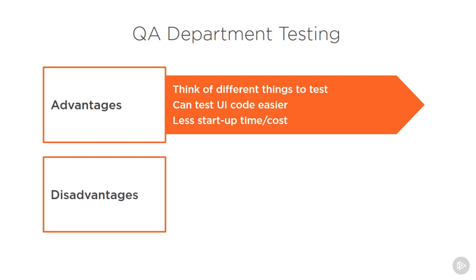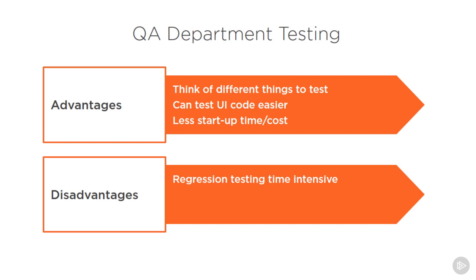But there's some disadvantages to having a QA department as well. Every time you have to do a regression test, it's more time intensive. If there's a lot of setup and teardown to do prior to running tests, again, somebody is sitting there manually doing that, that's also very time intensive and can be very frustrating for the testers and gets to be kind of boring for them as well. So a QA department is one way to go.